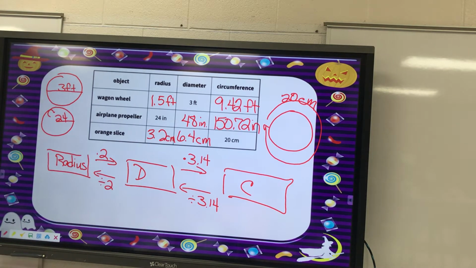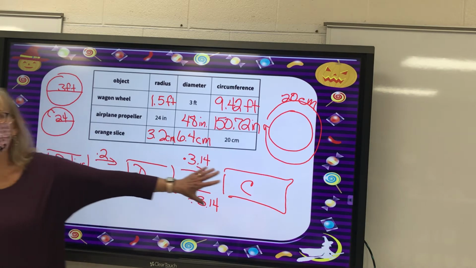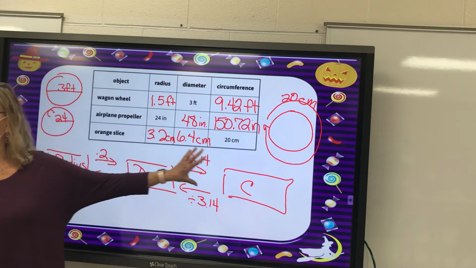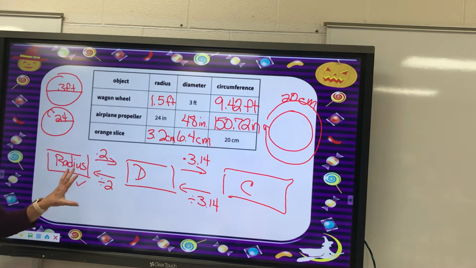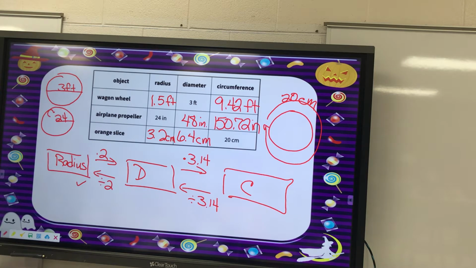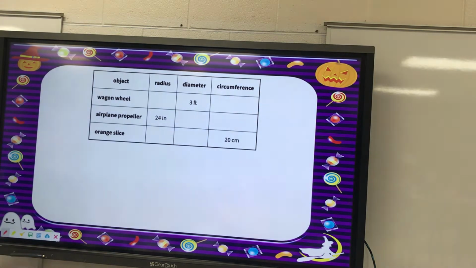Are we understanding how to use this little table here? Yes. This little chart is going to save you, which is why I told you to write it in your notebook. If you didn't write it in your notebook, you can go back to the slide deck and it's in the slide deck. Okay.